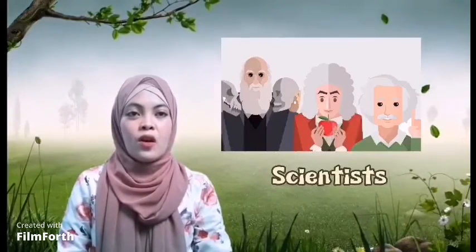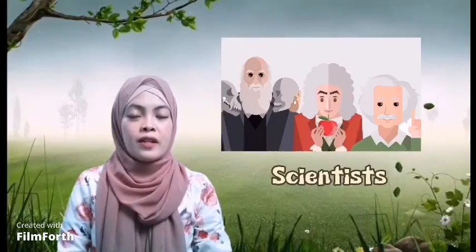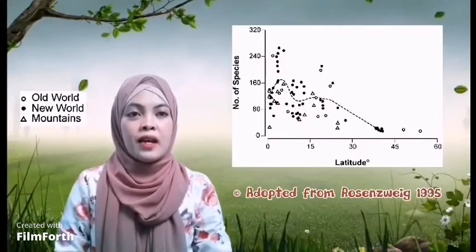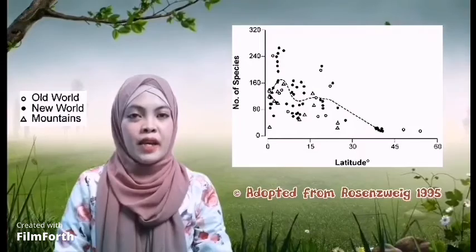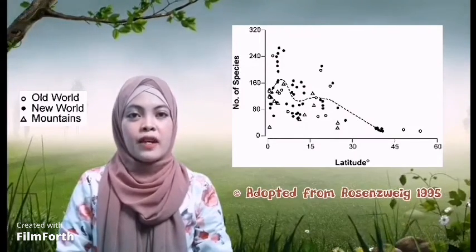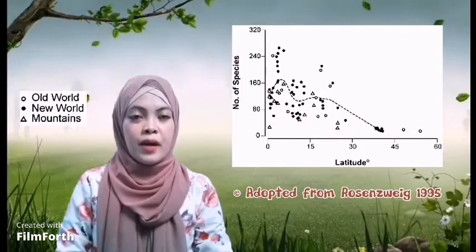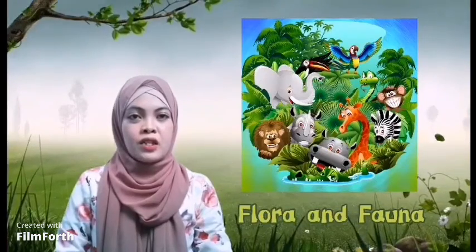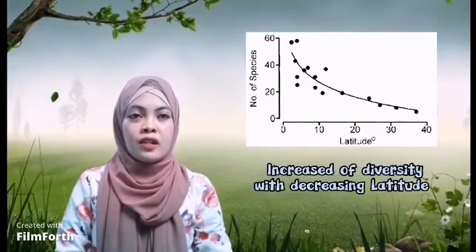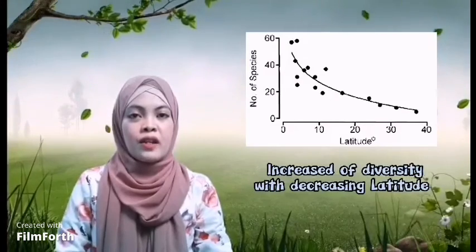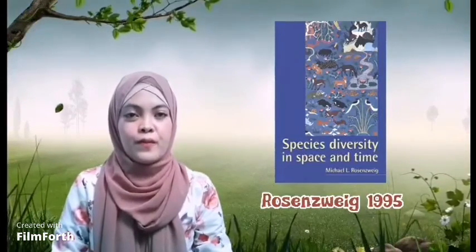Some scientists also conducted a study just to find an answer to this question. As you can see on this plot, the black circle signifies New World plants, the white circle signifies Old World plants, and the triangle signifies a mountain. So, the flora and fauna diversity studies show the trend of increasing diversity with decreasing latitude, and this is adopted from Rosenzweig in 1995.